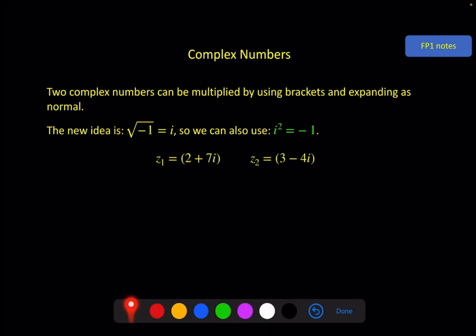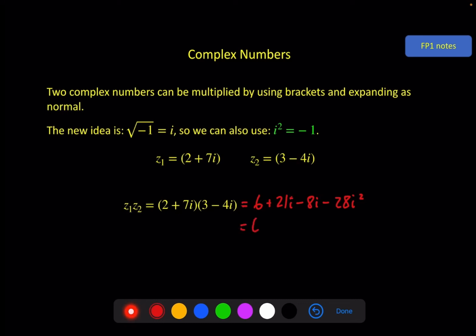If we have z1 and z2 and we want to multiply them together, we put the brackets together as usual, and then go ahead and expand. 2 times 3 is 6, then we'll have plus 21i minus 8i, and then we'll have a minus 28i squared. And of course we should put the two i terms together, but more importantly, not to leave the i squared as an i squared term, but change that i squared into a minus 1, which makes this a real term which can be added to the 6.